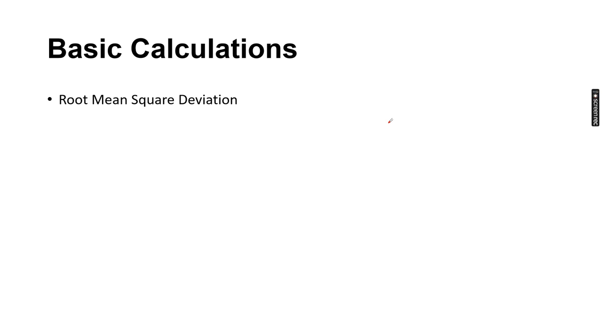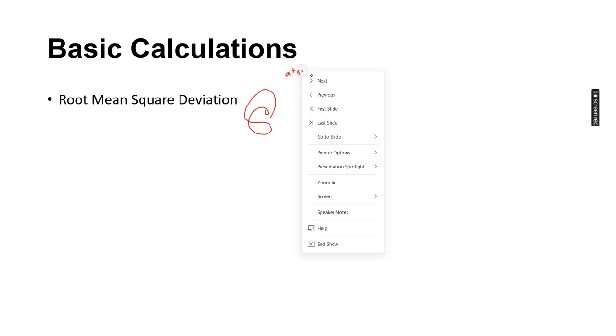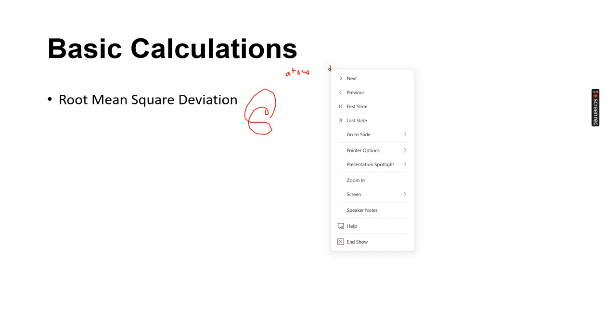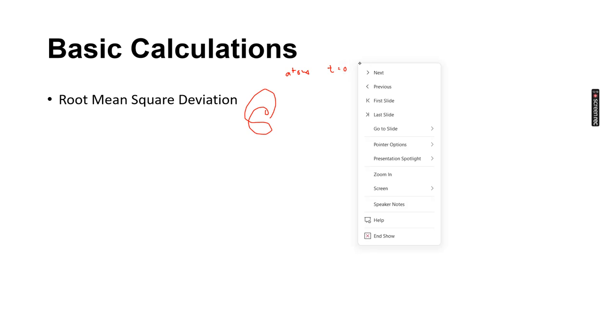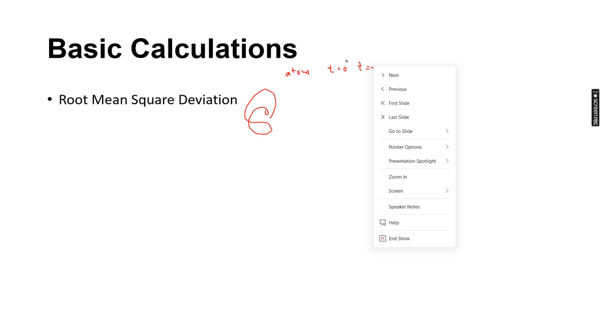First we are going to look at the root mean square deviation. Suppose this is the conformation of the protein, how is this protein changing its conformation with respect to time? Let's take an atom. What is the position of the atom at time t equal to 0, and what is the position of the atom at time t equal to some n? This is what we are going to look into.